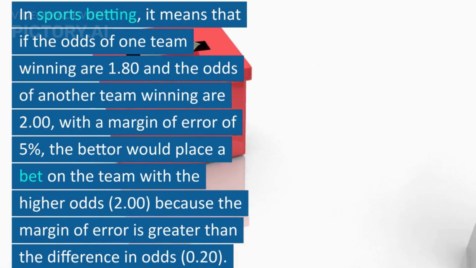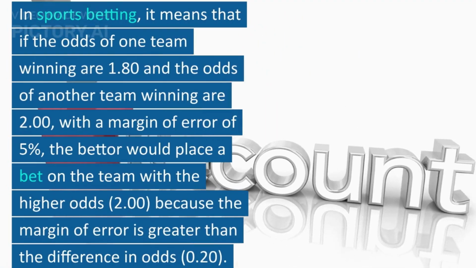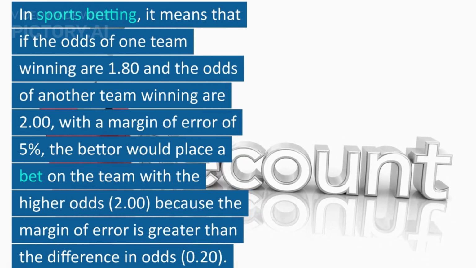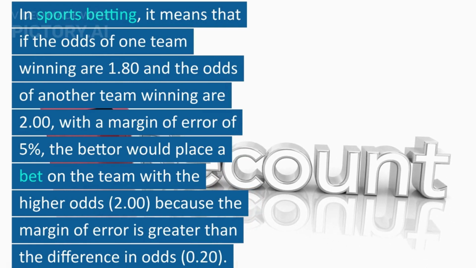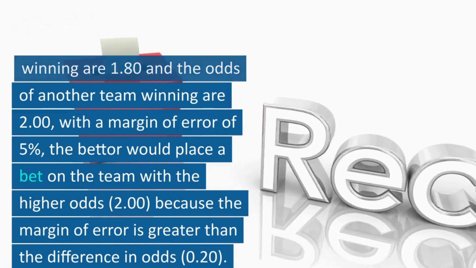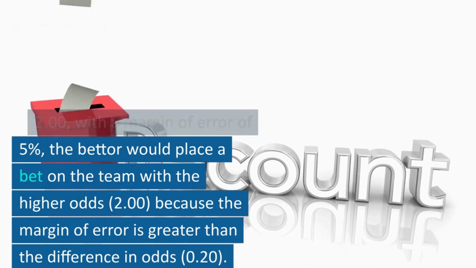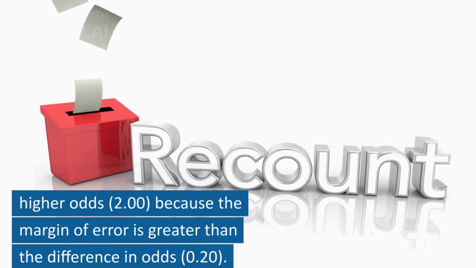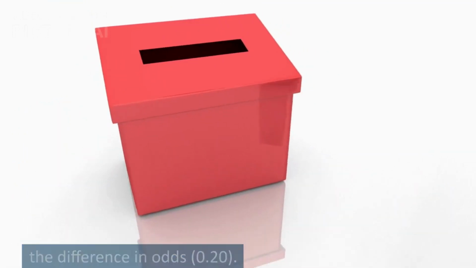In sports betting, it means that if the odds of one team winning are 1.80 and the odds of another team winning are 2.00, with a margin of error of 5%, the bettor would place a bet on the team with the higher odds, 2.00, because the margin of error is greater than the difference in odds, 0.20.